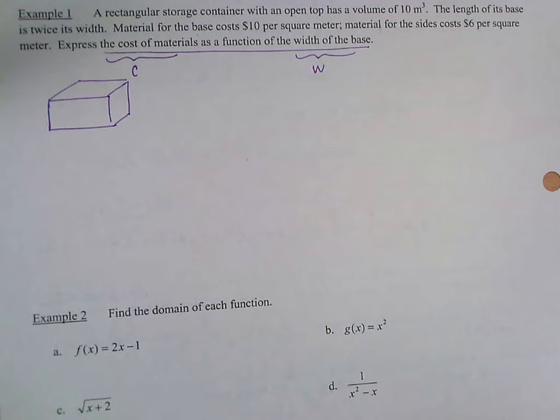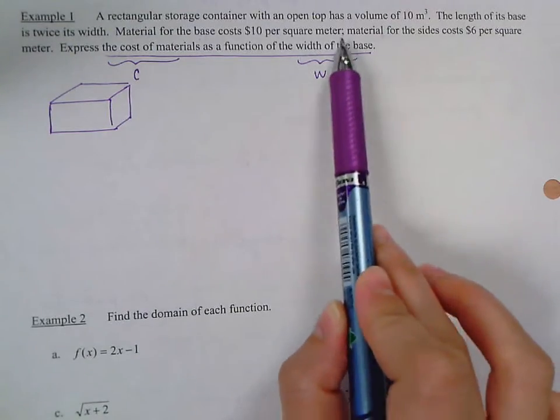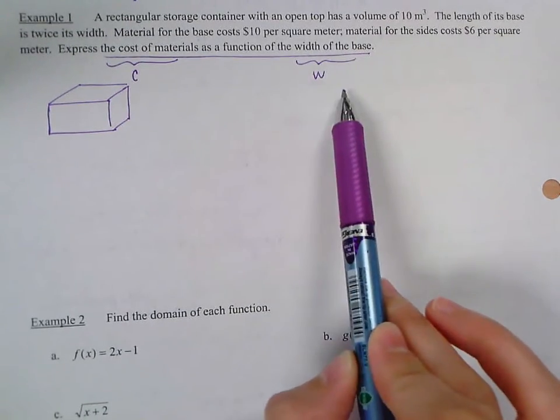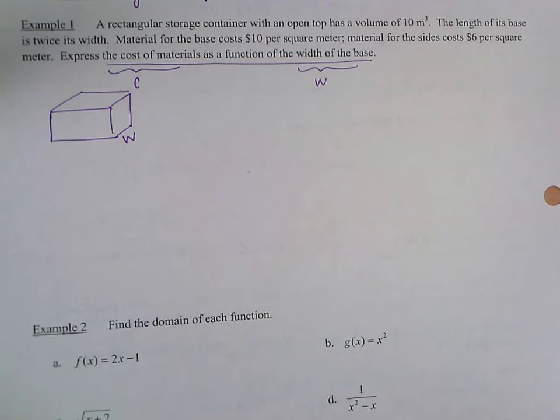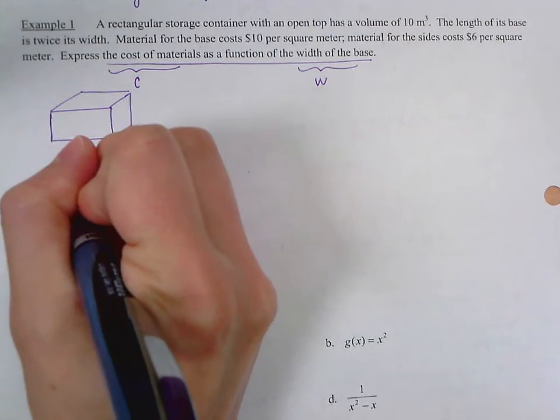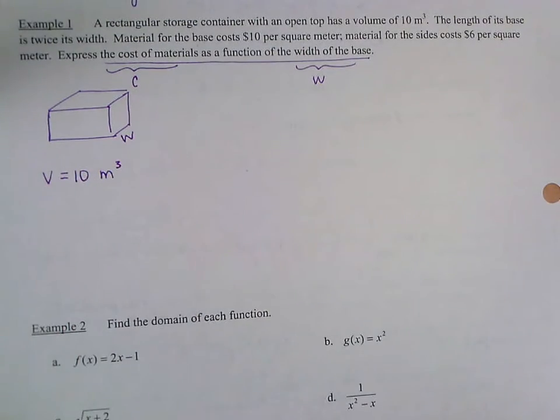That will matter in terms of writing the cost function. It does not make a difference when it gives us the volume there. But because I had already decided I was going to call the width of the base W, I'm just going to label that width W. Then I'm just writing down the information I'm given. I know the volume is 10 meters cubed, so I'll make a note to myself: volume is 10 meters cubed here.